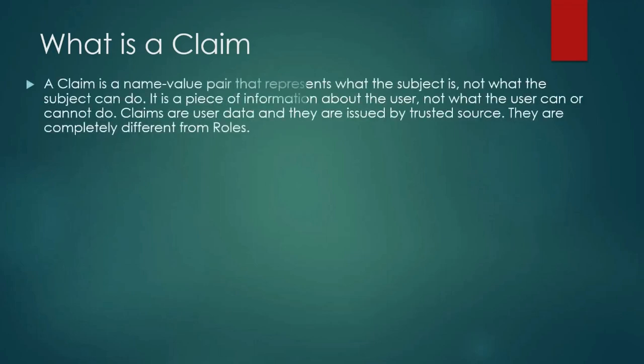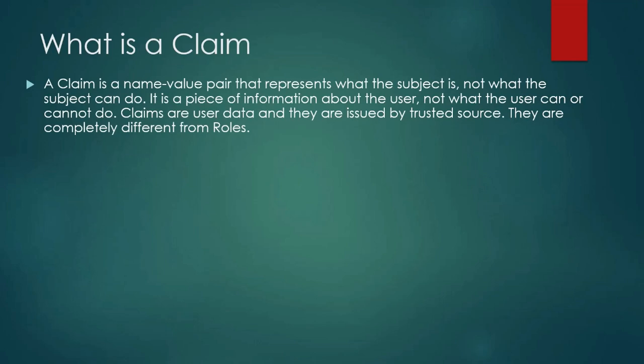The first thing that we need to understand is what a claim is. Some of you may be wondering, what is a claim? We have been talking about claims-based authorization. A claim is a piece of information about the user. Most people usually define it as a name-value pair that represents what the subject is or what the subject can do. It is a piece of information about the user. Remember, it doesn't represent what the user can do or what the user cannot do.